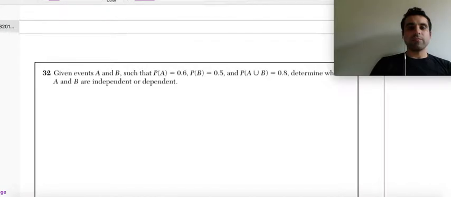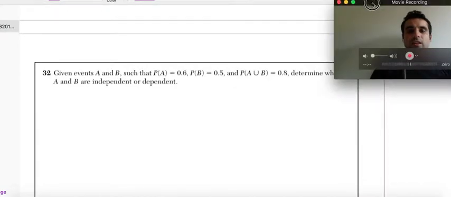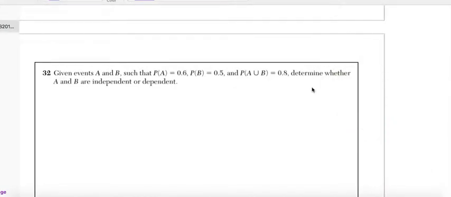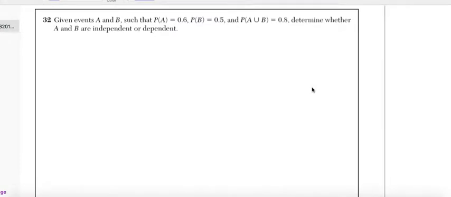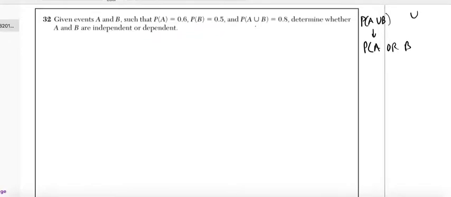Given events A and B such that probability of A is equal to 0.6, I'm going to minimize me again, and probability of B is 0.5, and probability of A, this means or, guys, okay? I'm going to write it as a side note. This means probability of A or B. That's what this symbol right here means, all right? That stands for union.